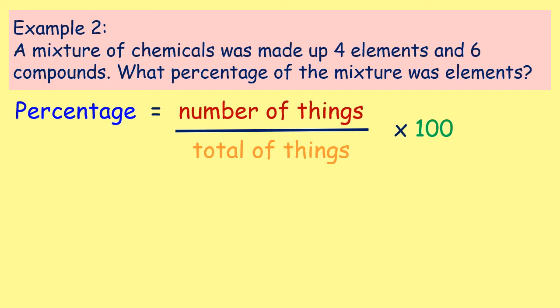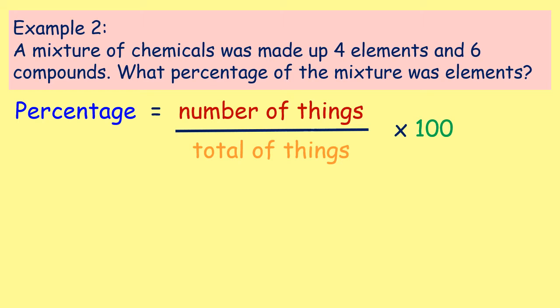Okay? Moving on to a second example. In a second example, we're told that we've got a mixture of chemicals. And within that mixture, there were 4 elements and 6 compounds. And the question is, what percentage of the mixture was elements? Now remember, percentage is the number of things we were asked about divided by the total number of things. And then we multiply that by 100.